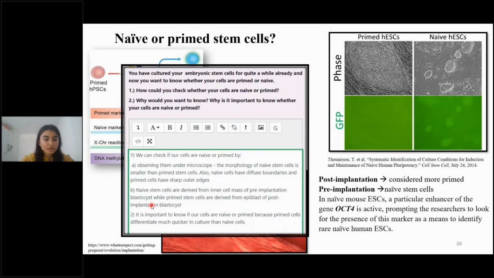It is important to know if our cells are naive or primed, because primed cells differentiate much quicker in the culture than the naive cells. So if you are doing research with stem cells, and suddenly the next day you come and see your plate has already changed, the cells have changed into something else, then you should understand, okay, the stem cells have already differentiated and they are not stem cells anymore.